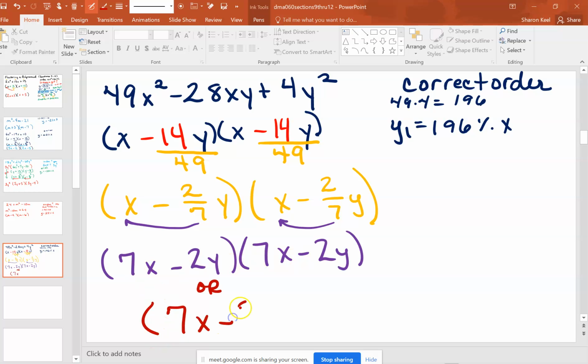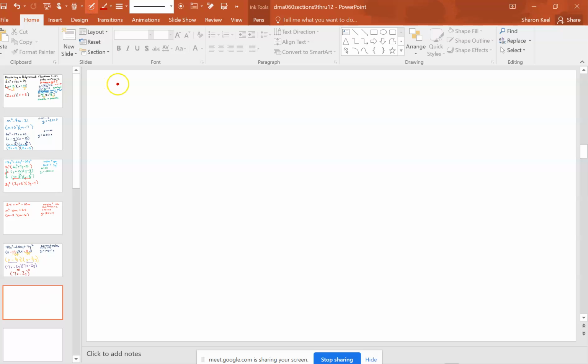Okay, let me give you one more, and this is going to have a GCF, and it looks a little confusing, but it's not as hard as what you're thinking it is.